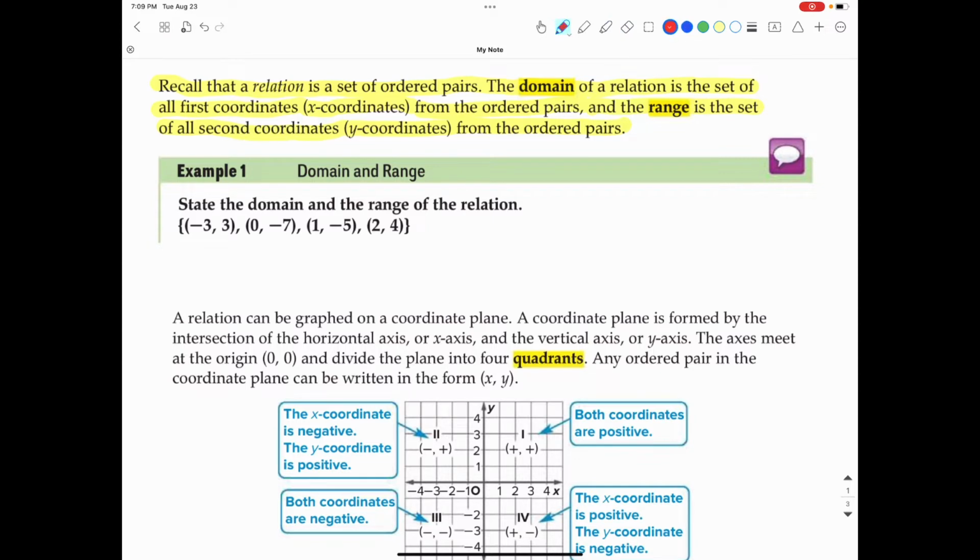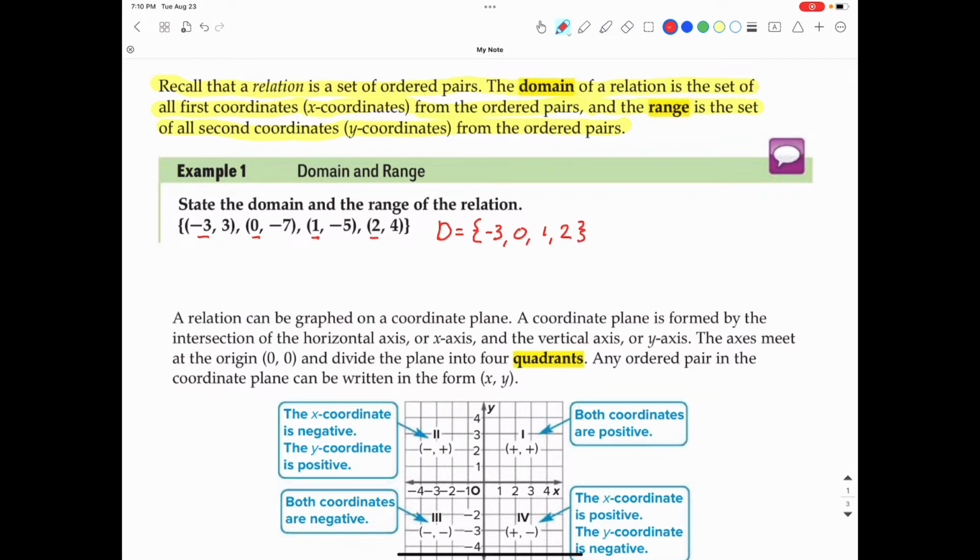So the domain is going to be all of the x values, and the x values would be this -3, the 0, the 1, and the 2. So we could say that the domain is going to equal, and we draw this bracket here, -3, 0, 1, and 2, and then we close it with that bracket.